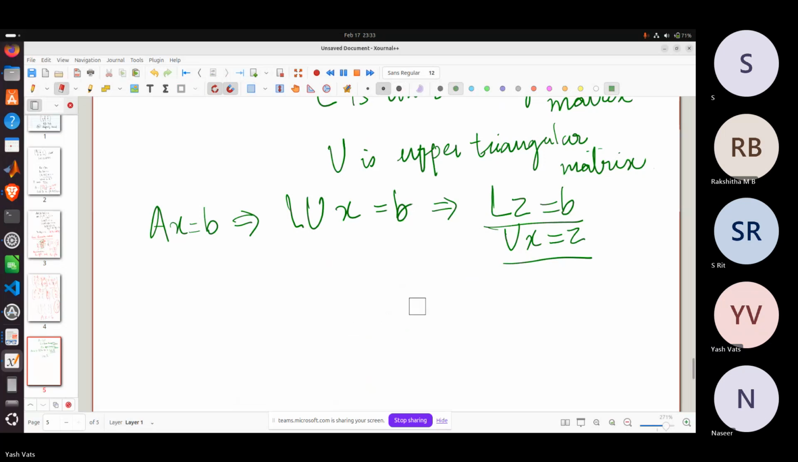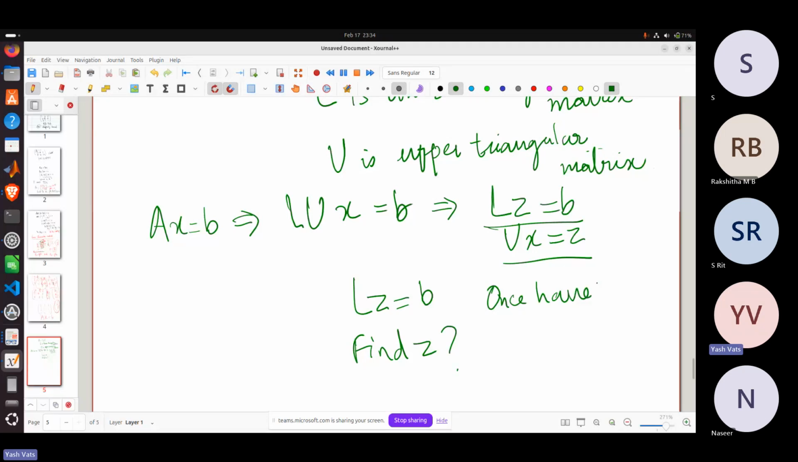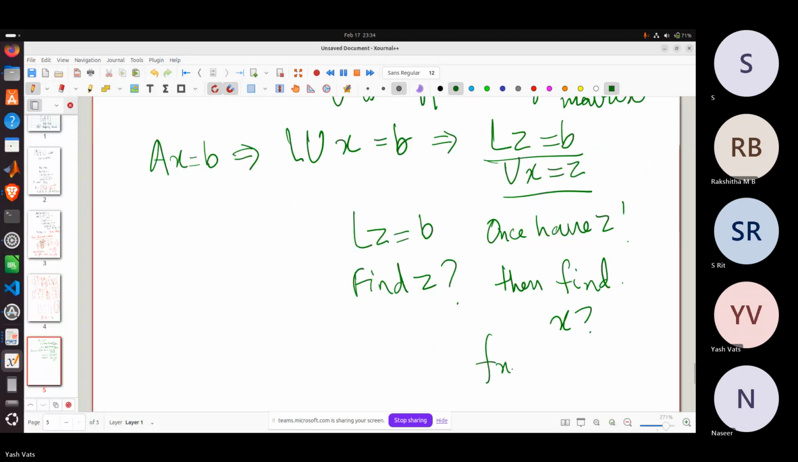Okay, where is that pen? So you first solve Lz equals b to find z. And once you have z, then find x from Ux equals z. I think this is very clear.